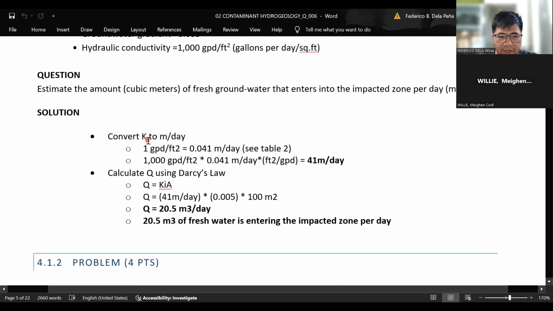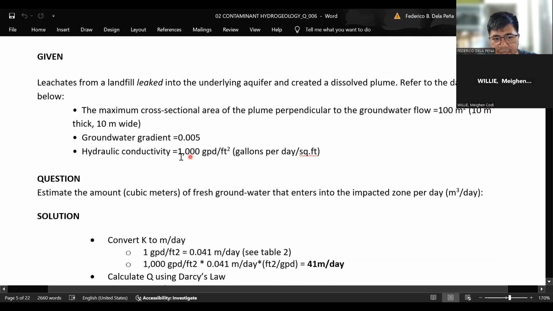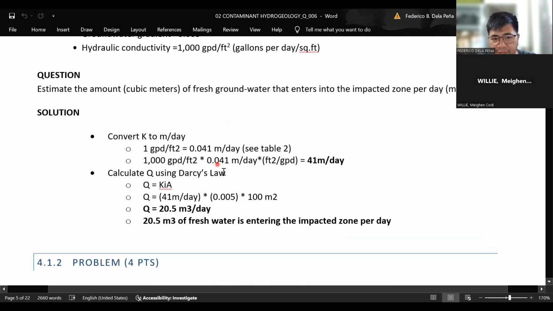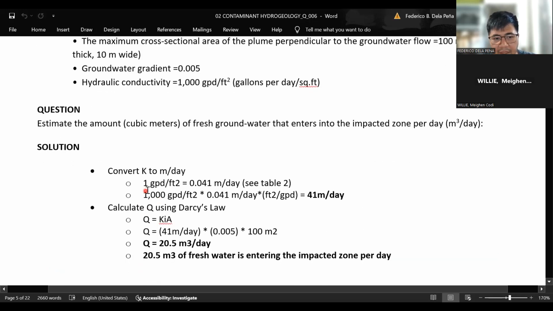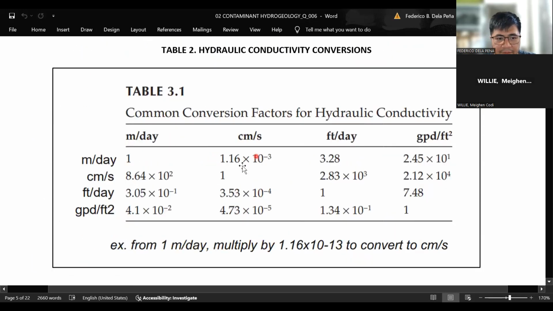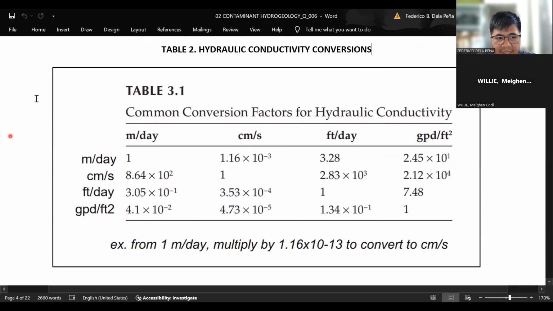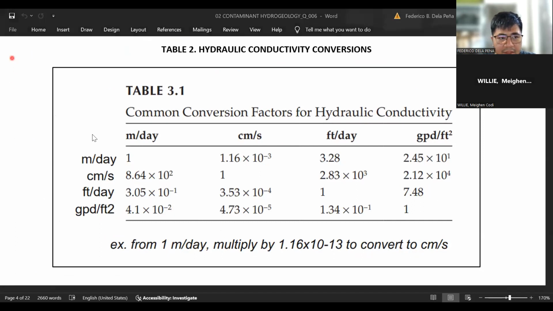You basically have to convert your hydraulic conductivity from these American units, this atrocious unit of measurement, into a more superior unit, which is meters per day. Therefore, 1 gallon per day per feet squared, you have to convert into meters per day. And you can basically just use this table provided.